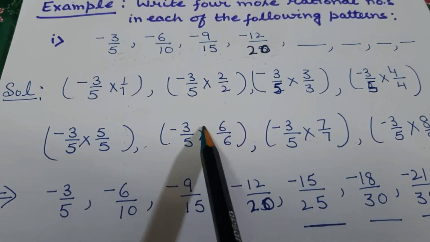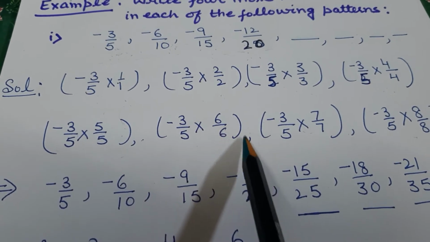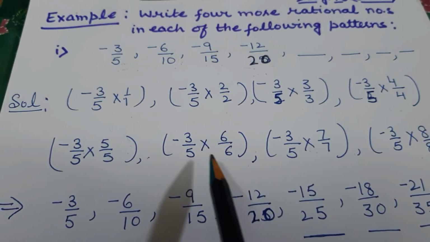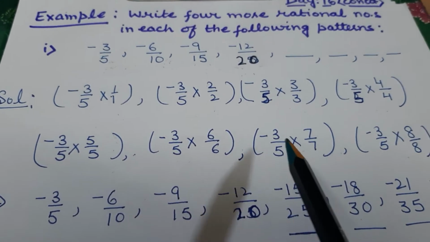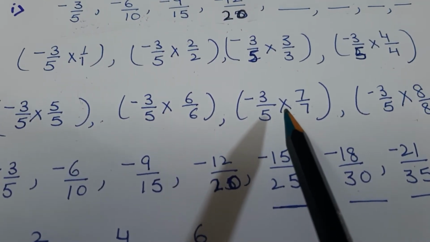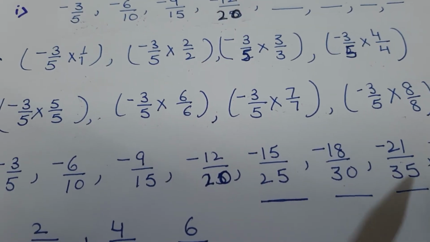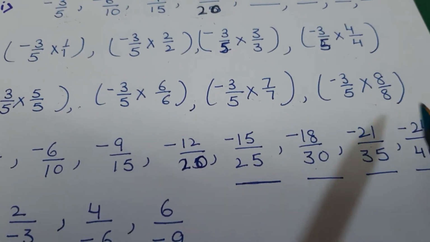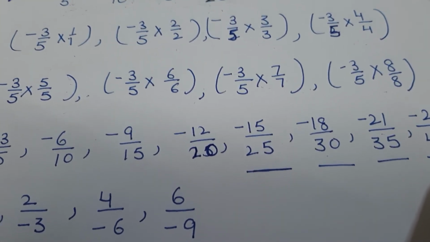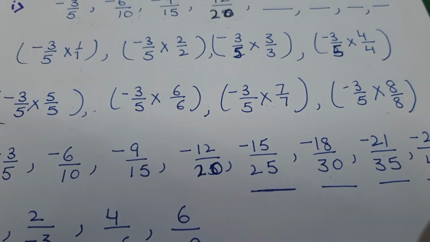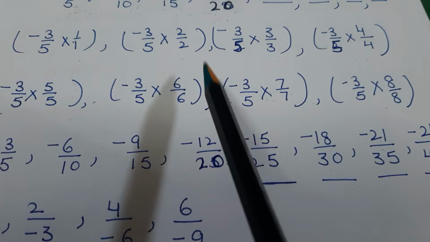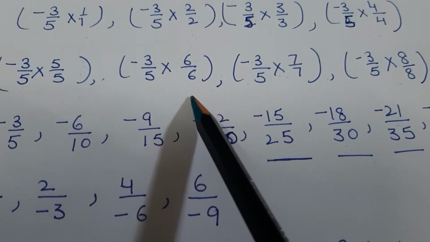Next number, minus 3 over 5 into 6 by 6. So minus 3 6s are minus 18, 6 5s are 30. So next, minus 3 7s are minus 21 and 5 7s are 35. Then minus 3 8s are minus 24 and 5 8s are 40. So in this way we will get our next 4 rational numbers with the same pattern.